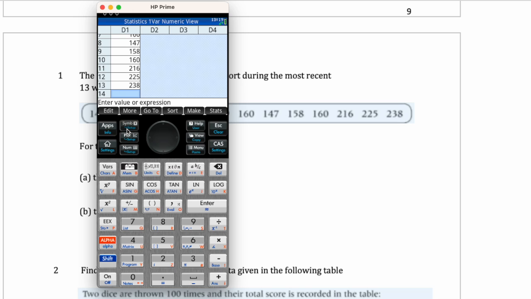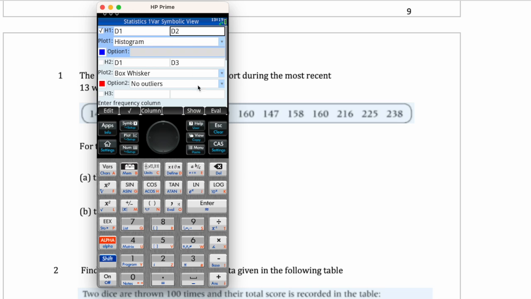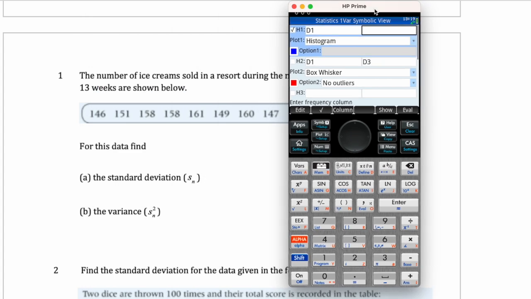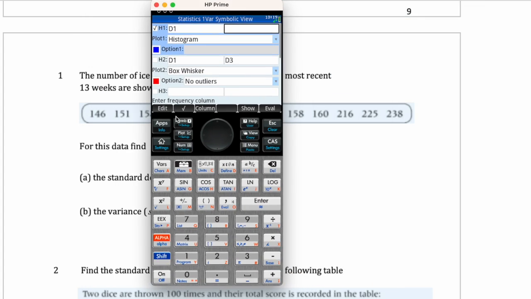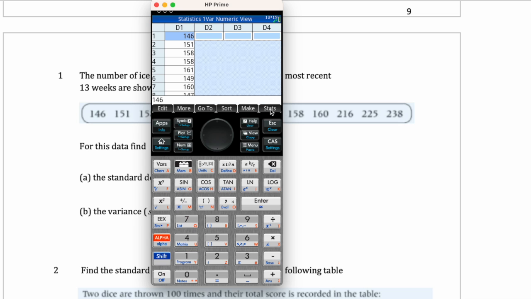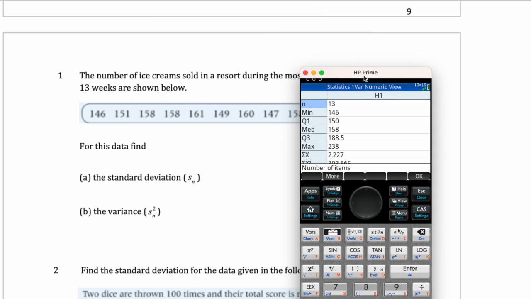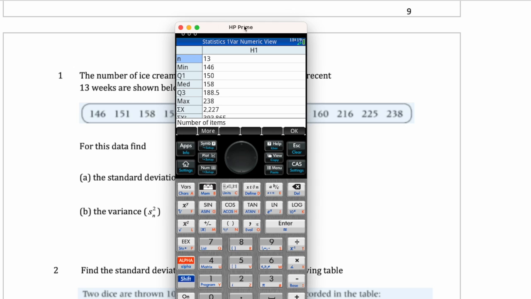Okay, let's always go to symbol, make sure everything's okay. We don't need the D2. Got D1, it's on histogram, it should be okay. And let's go back and go to stats, 13 data values. That matches what we have in the question.